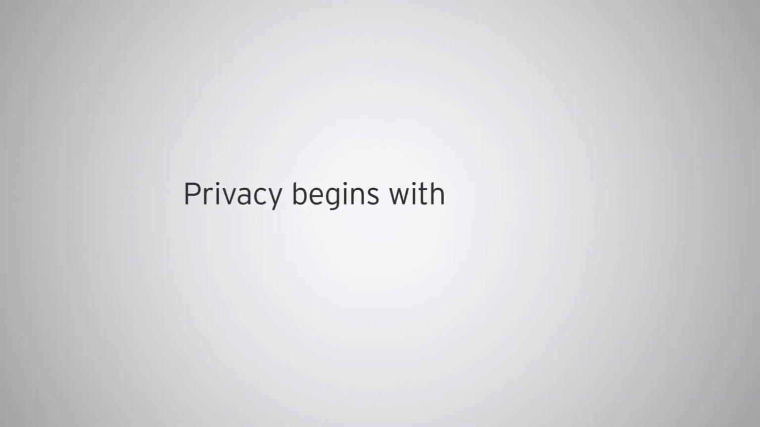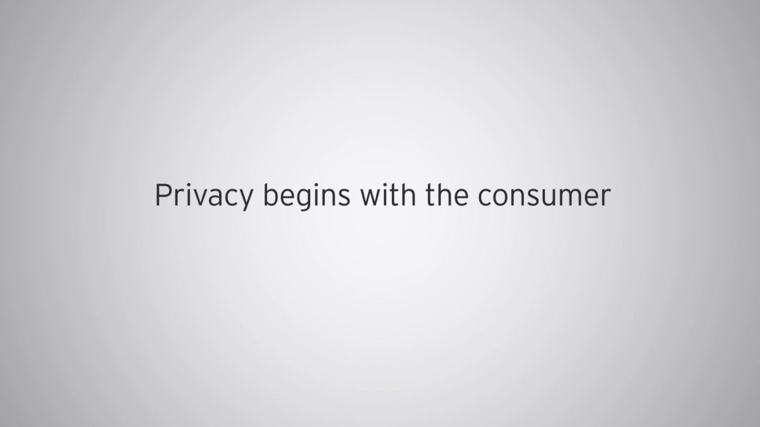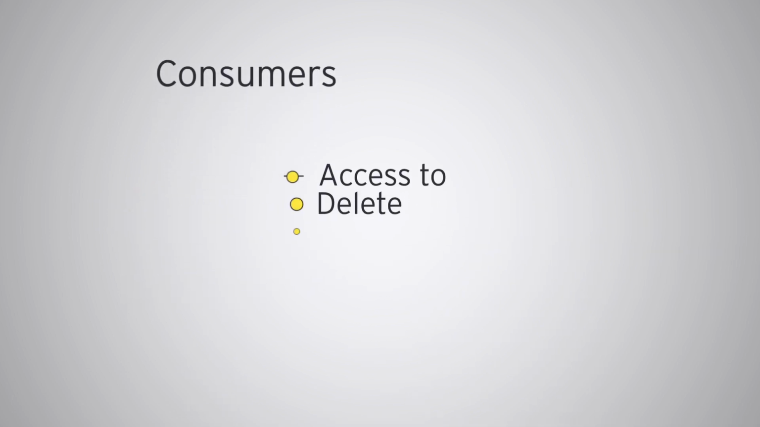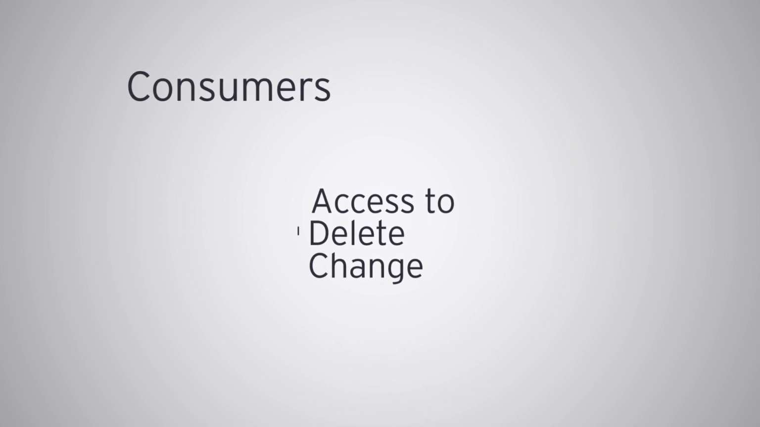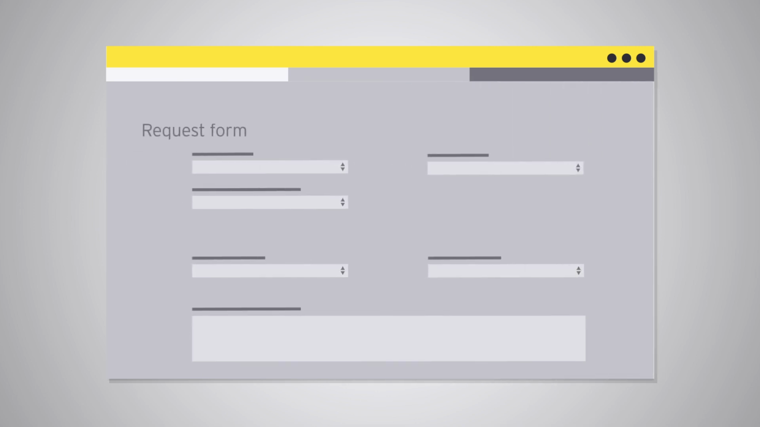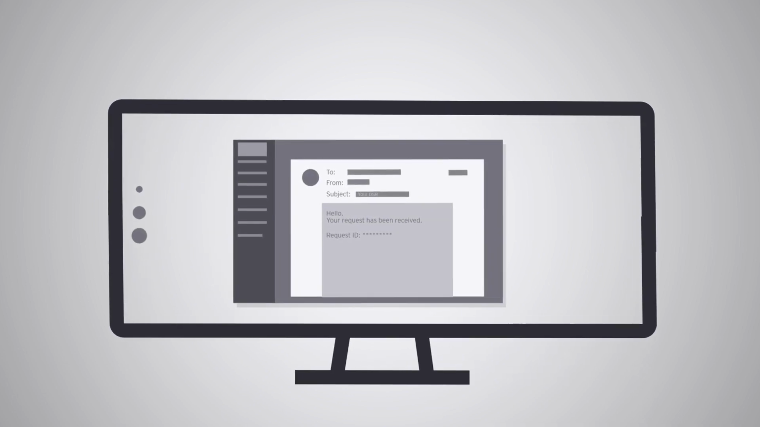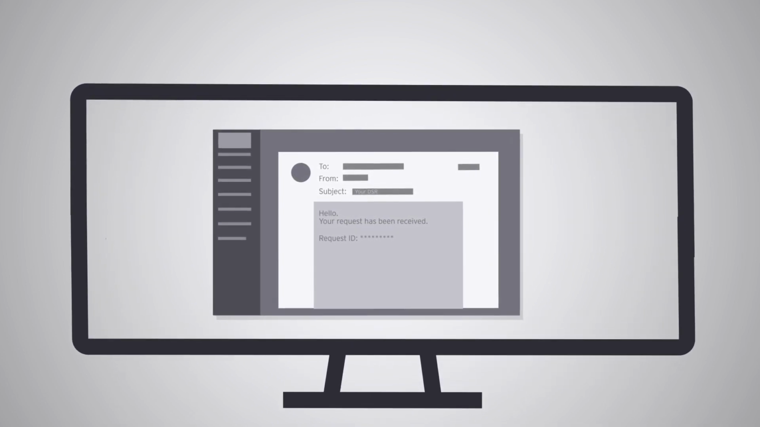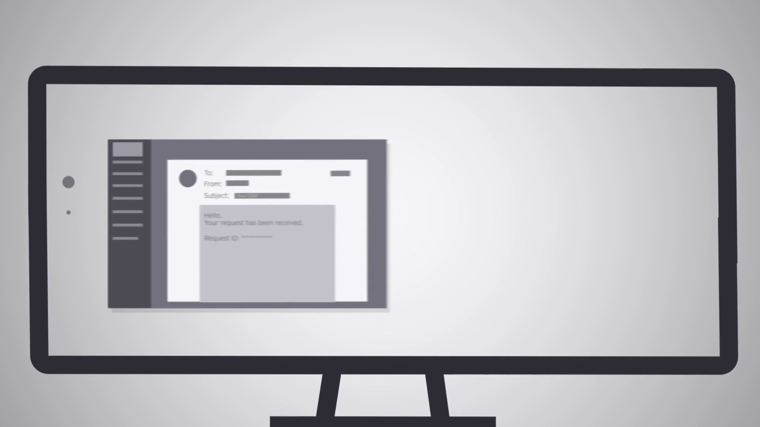Privacy always begins with the consumer, so let's start there. Consumers have the legal right to request access to, delete, or change their personal information. The EY IPA solution includes an online portal for such data subject rights, or DSR requests, which can be customized for your organization. After an online form is submitted, IPA's workflow engine takes over and sends the consumer an acknowledgement and request ID, which they can use to check on the status of their request.